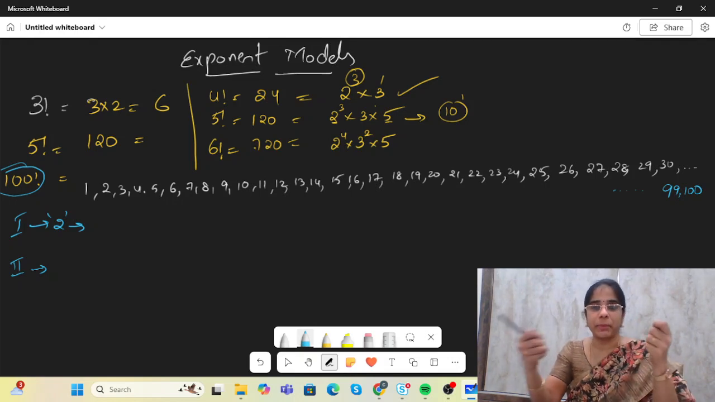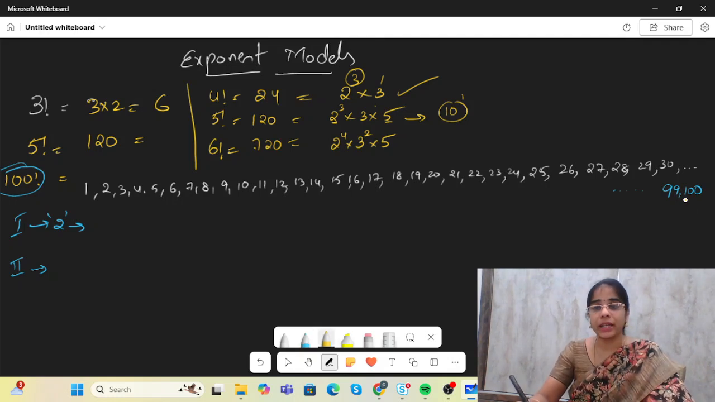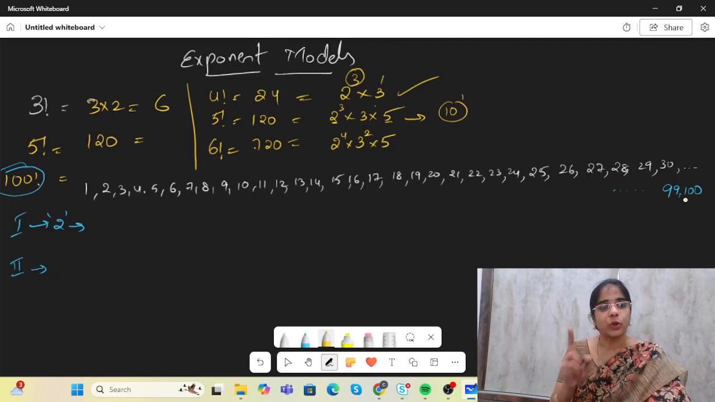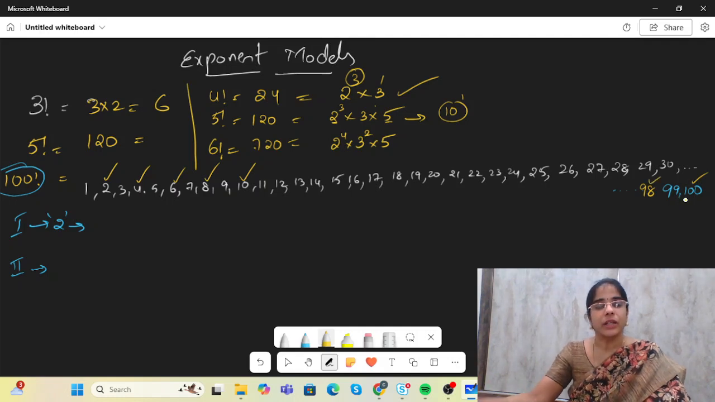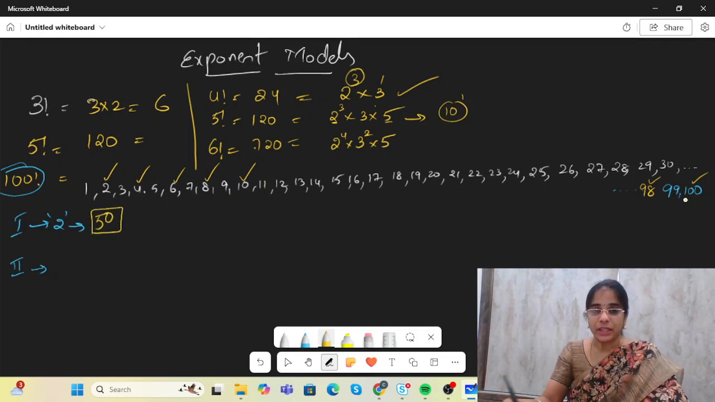Now I am going with a bag to collect all the 2's. For the first round, all the multiples of 2. I have given 100 numbers, out of which half of them are even and half of them are odd. We know that, right? So the first set will be 2, 4, 6, 8, 10, like that, 98, 100. So we will be having how many such numbers? 50 such numbers, right? The first round of collecting 2 is done.